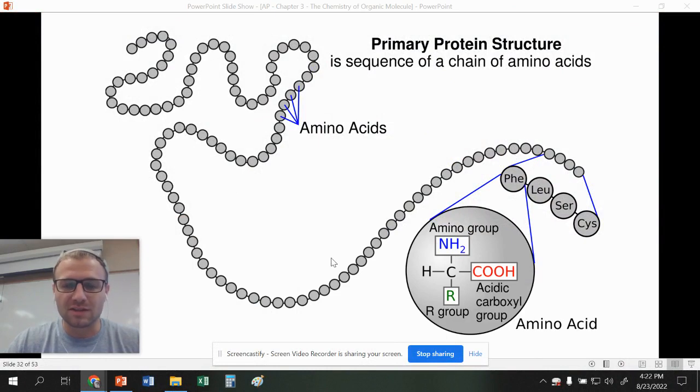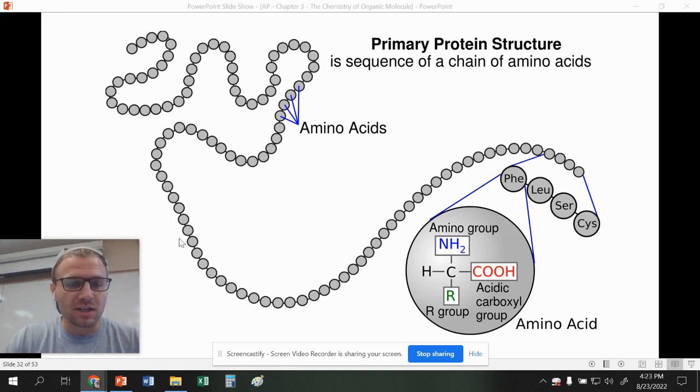So proteins are made of these things called amino acids. The sequence of amino acids is going to determine the structure of the protein. The structure of the protein is going to determine the function of the protein. I'm going to say this 1,000 times in this class. Structure determines function. So each one of these here is an amino acid.